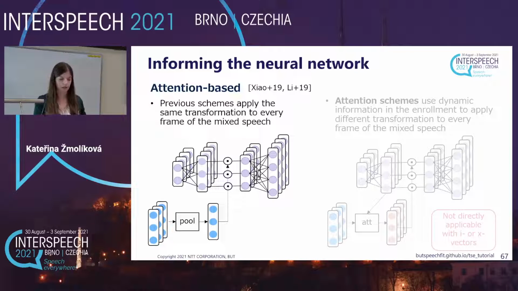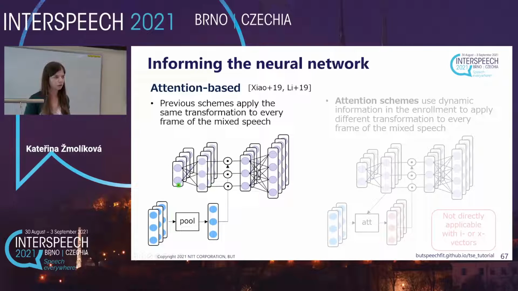So on the input of the neural network, we have a mixture, which is a sequence of features. So at each layer of the neural network, we get a sequence of representations. And in all of the methods that I presented until now, we also have an enrollment utterance, which is also some sequence, and we use a pooling layer or some kind of pooling on the enrollment utterance to get one embedding. Then we apply this embedding in the same way to all of the elements of the mixture sequence, to all of the time frames.